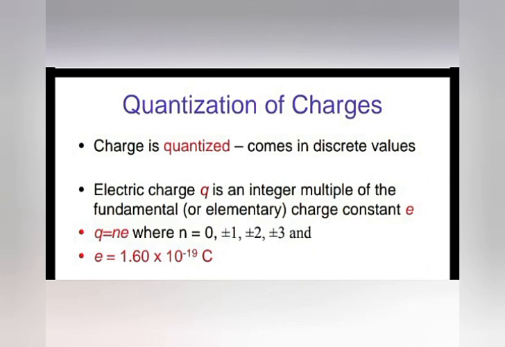And the second factor is the charge on an electron is equal to −1.602 × 10^-19 coulomb.